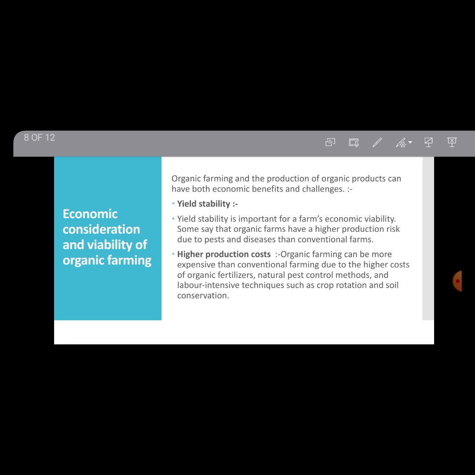As we know, organic farming is very high cost in India or worldwide, or in the market also. We know why organic farming is higher cost. It is mainly due to the higher cost of organic fertilizers, natural pest control methods, and also labor intensive techniques such as crop rotations and soil conservation techniques.